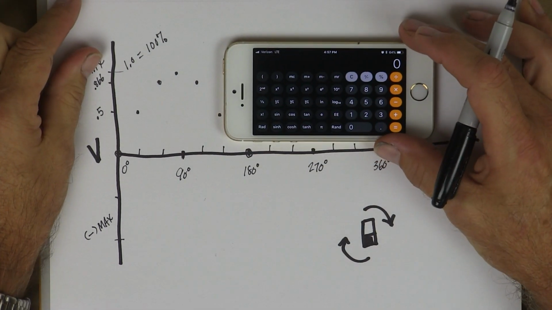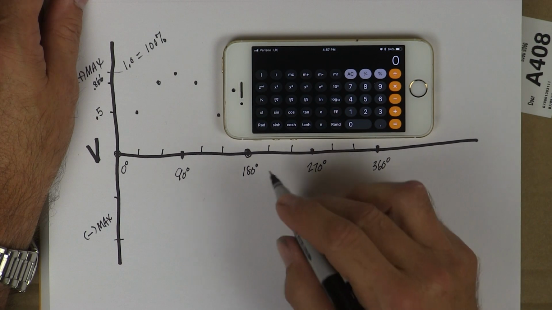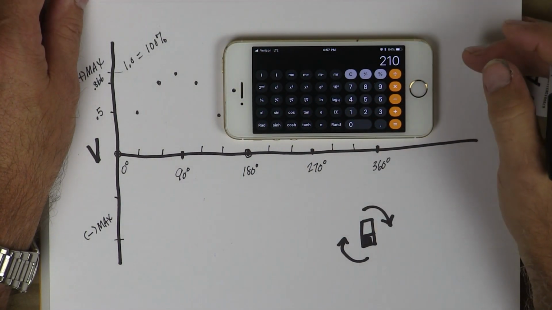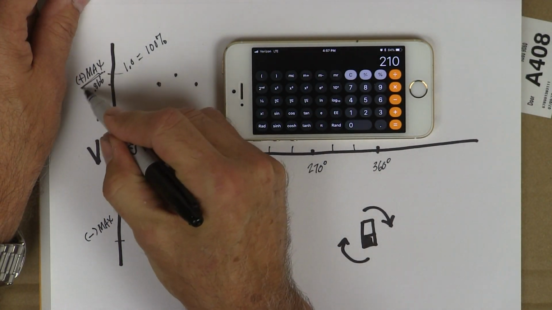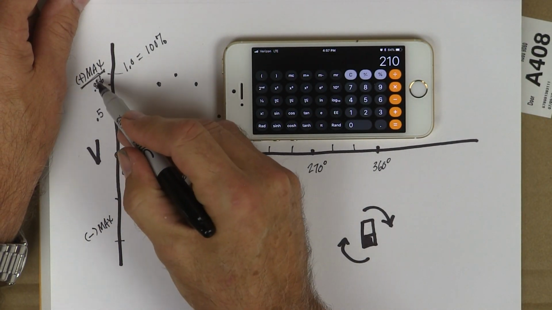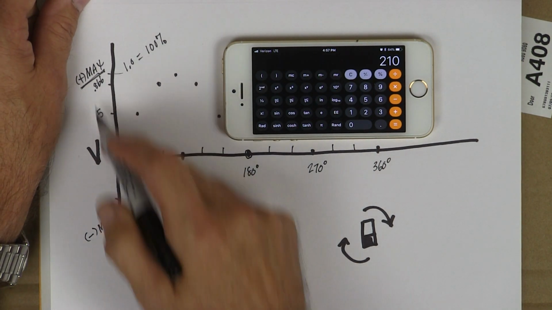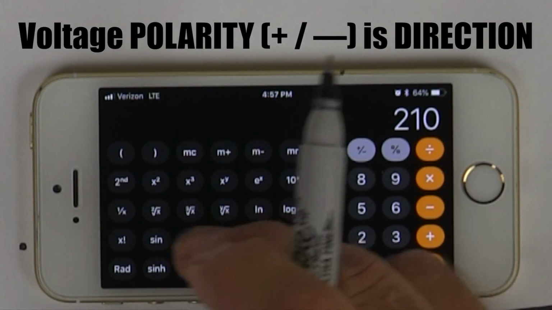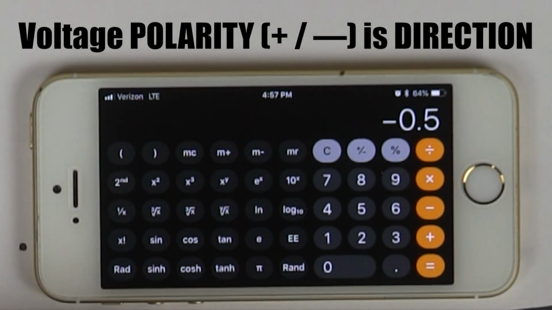Okay, now, move this, because guess what's going to happen? Now we're going to go to 210. And remember what AC is? Alternating current. Well, I said this is positive max. Well, what is alternating current? It's voltage that goes in the plus direction, then the minus direction, then plus, minus, plus, minus. Watch what happens when I do 210. Negative 0.5.